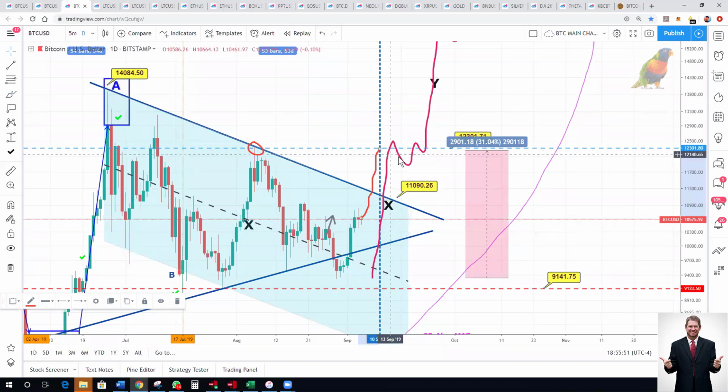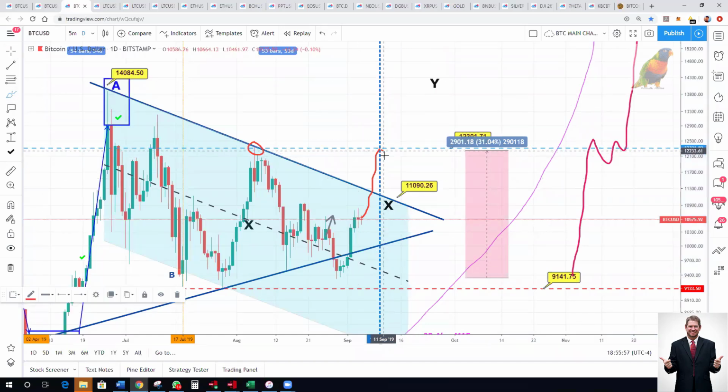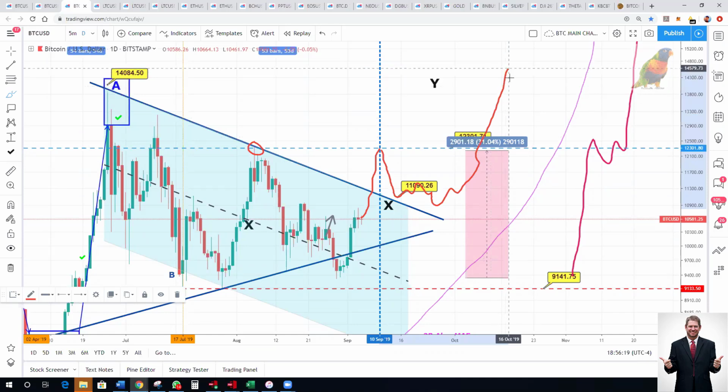Let me just move this aside. And then it's potentially going to come back and drop right back to this level here of 11,000. Going to go sideways, trying to break out here, something like this, and then probably after the 15th, forget about the date and timeline here, but just after the 15th, going into the end of October, we're going to have a strong breakout here.